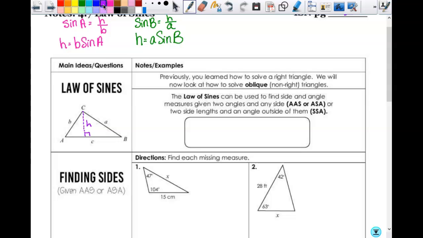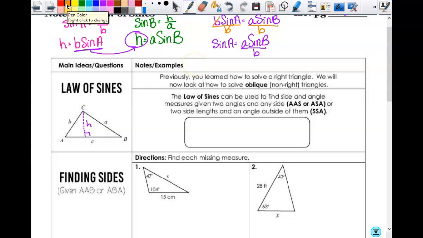Everybody okay with all that? Since they're both equal to h, I can do some substitution here. I can take this right here and substitute it in right here for h. You agree with that? Then that gives me b times the sine of A is equal to a times the sine of B. Now I'm going to clean this up a little bit. I'm going to divide both sides by little b so that these cancel out, and I get the sine of A is equal to a times the sine of angle B over b.